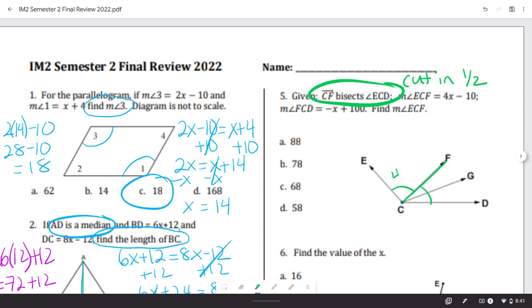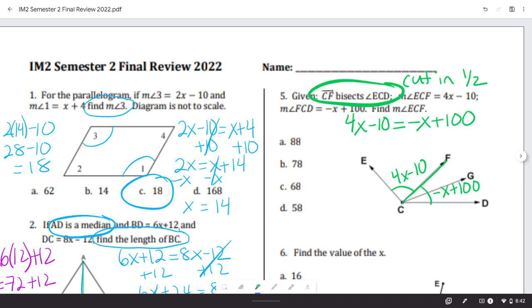So ECF is 4x minus 10. These aren't drawn to scale, so be careful. FCD is going to be negative x plus 100. And those are equal to each other, okay? And I know that because of the word bisects.